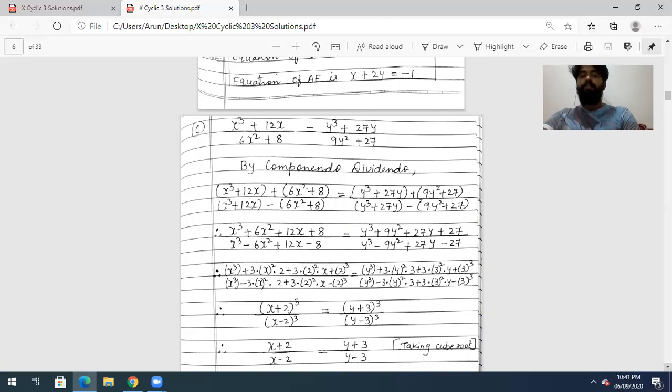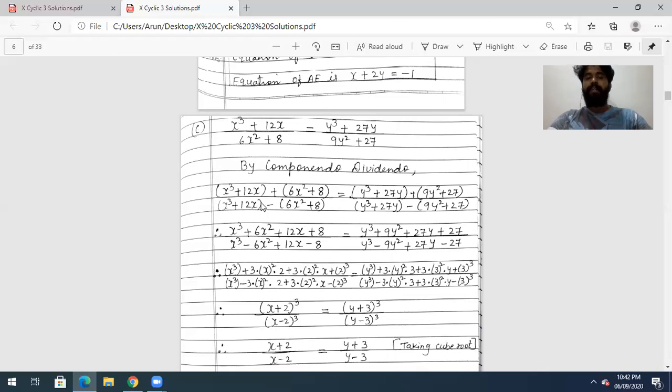We have x cube plus 12x upon 6x squared plus 8 is equal to y cube plus 27y upon 9y squared plus 27. So since the first term of the numerator and the second term of the denominator on both the sides is a perfect cube, we know on applying componendo dividendo, we will have the whole cube in both the numerator as well as the denominator. We have learned this in class.